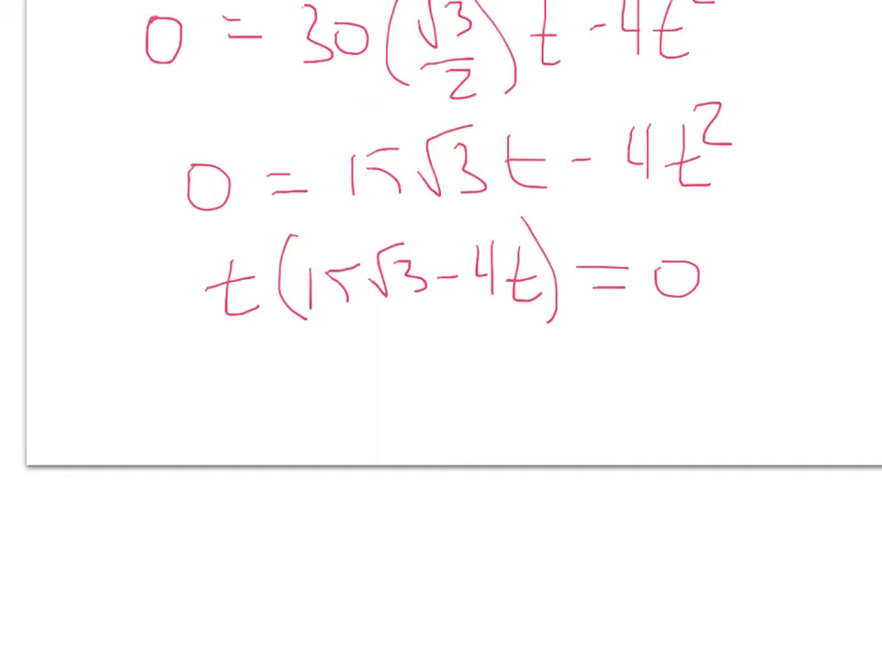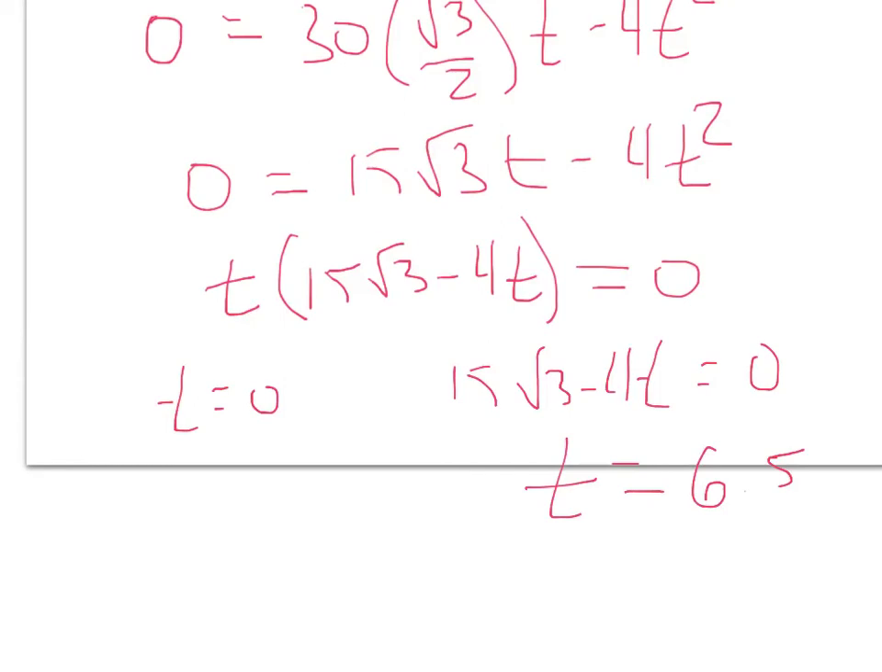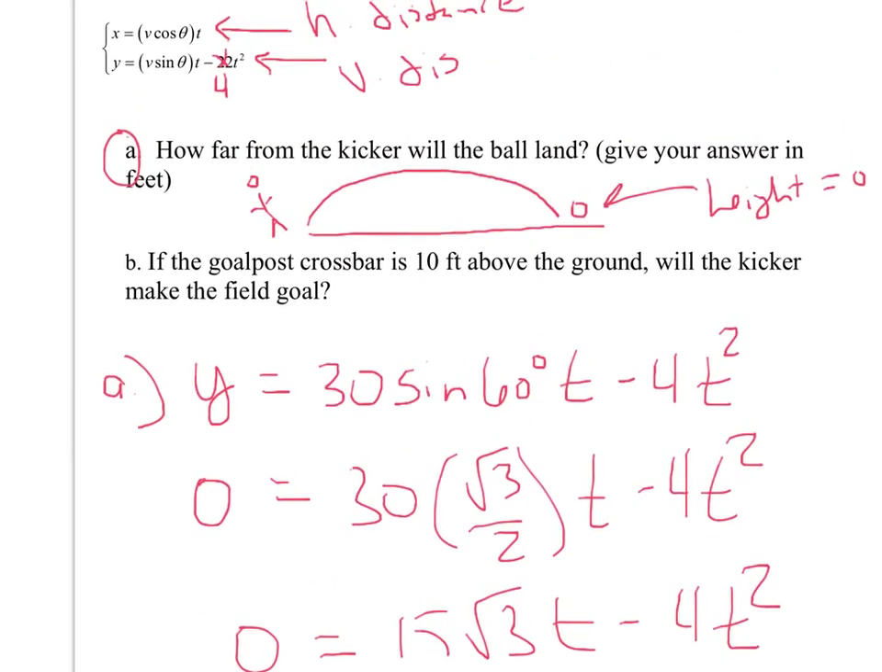Now I have one of the factors where t is equal to 0. We know that's where the ball is starting from. And then I have this other one. I'm going to solve for t, and t is going to be approximately 6.5 seconds. Well, I know that it takes 6.5 seconds to travel this distance, and I used the y equation to find that.